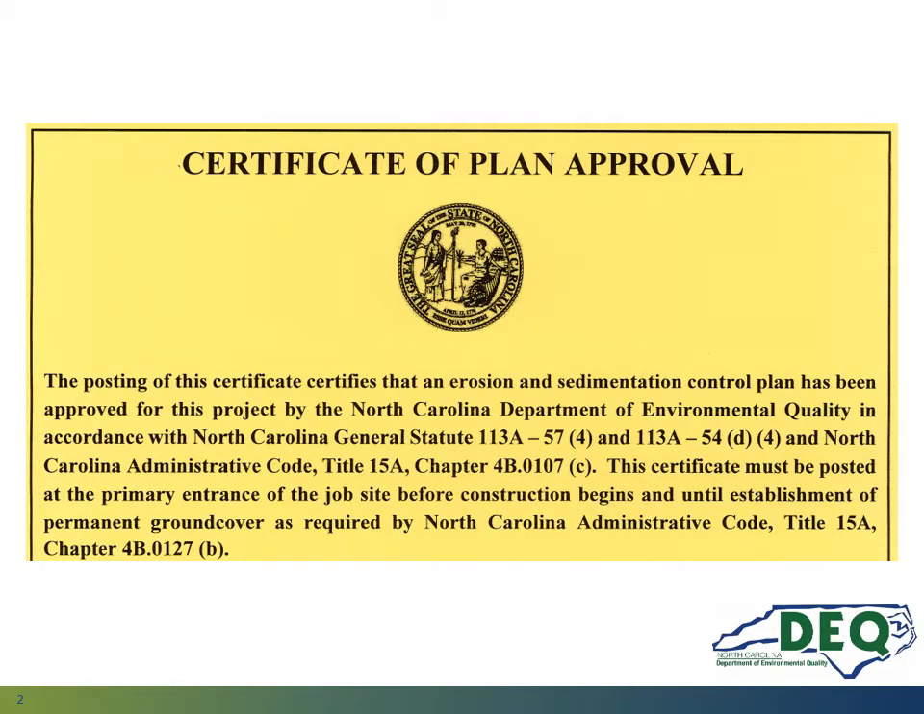No person may initiate any land disturbing activity on more than 1 acre as covered by the State Sedimentation Pollution Control Act before this form and an Erosion and Sedimentation Control Plan have been submitted and approved by the Land Quality Section of the North Carolina Department of Environmental Quality or one of its local government programs. This tutorial will explain how to complete and sign the state form.